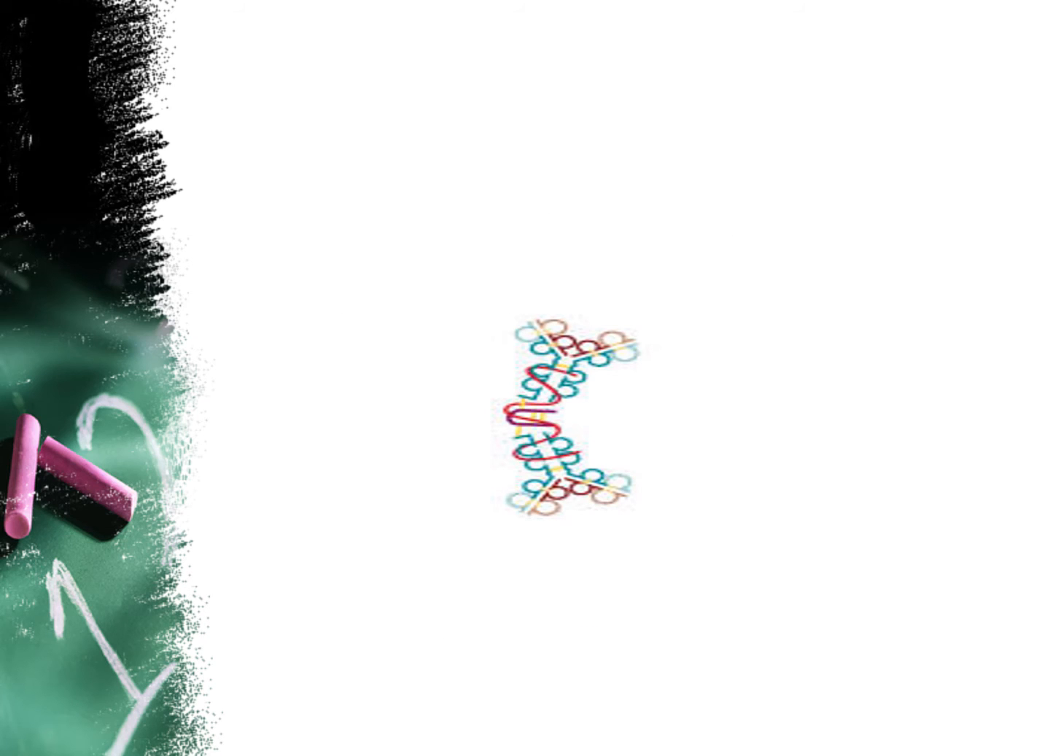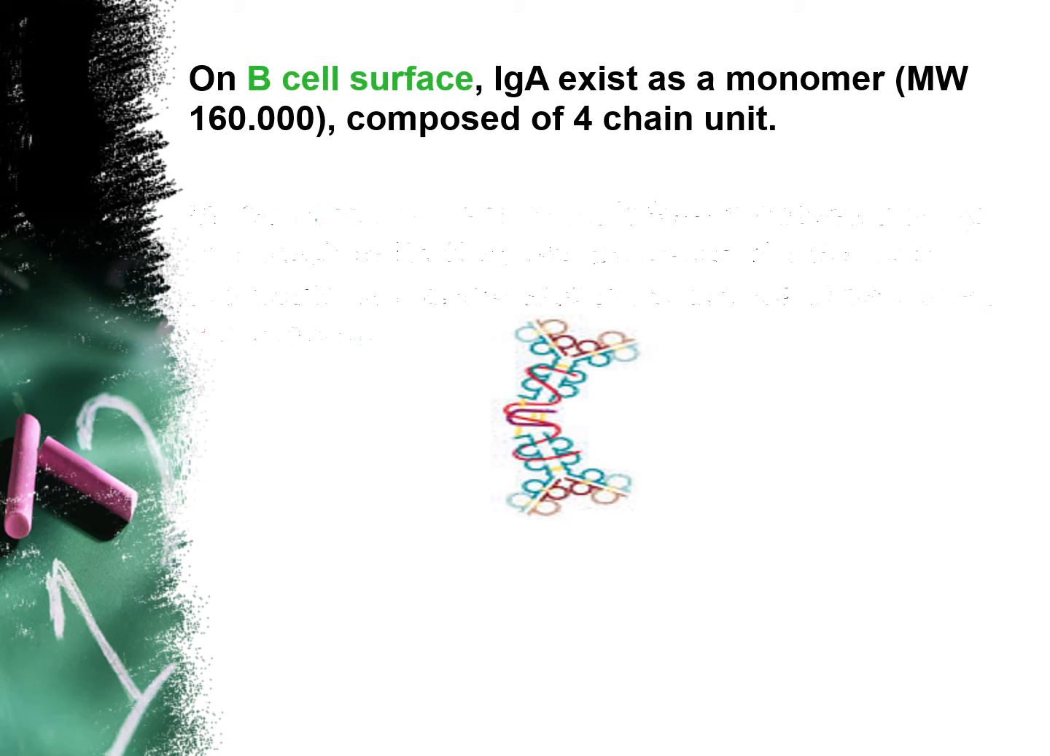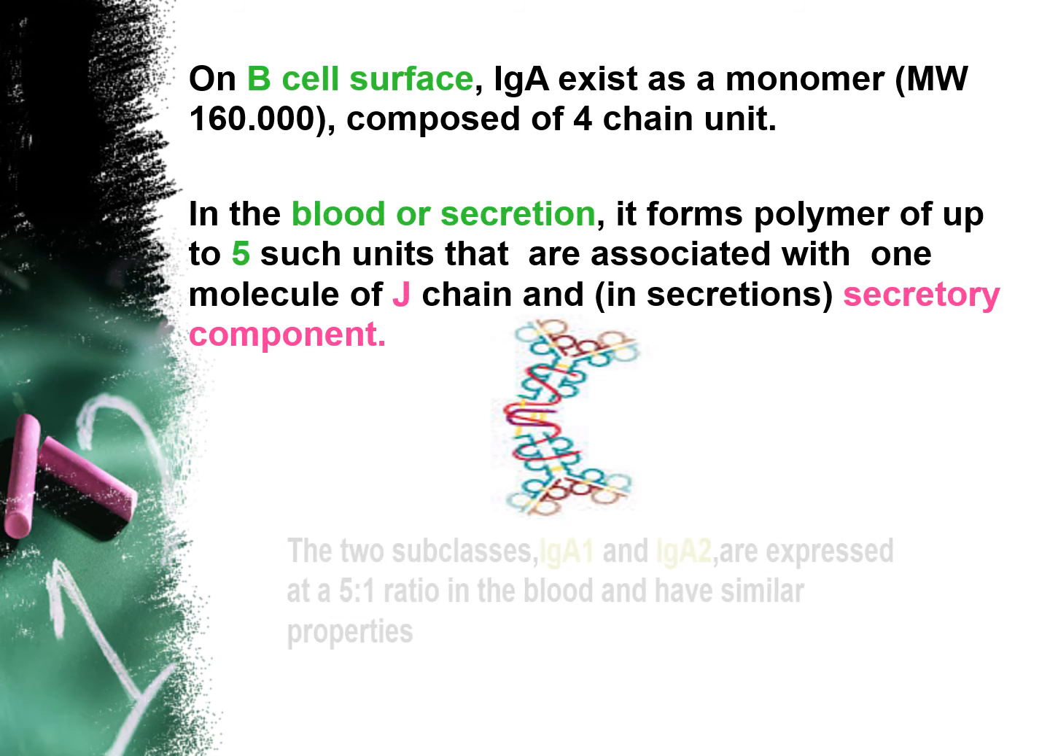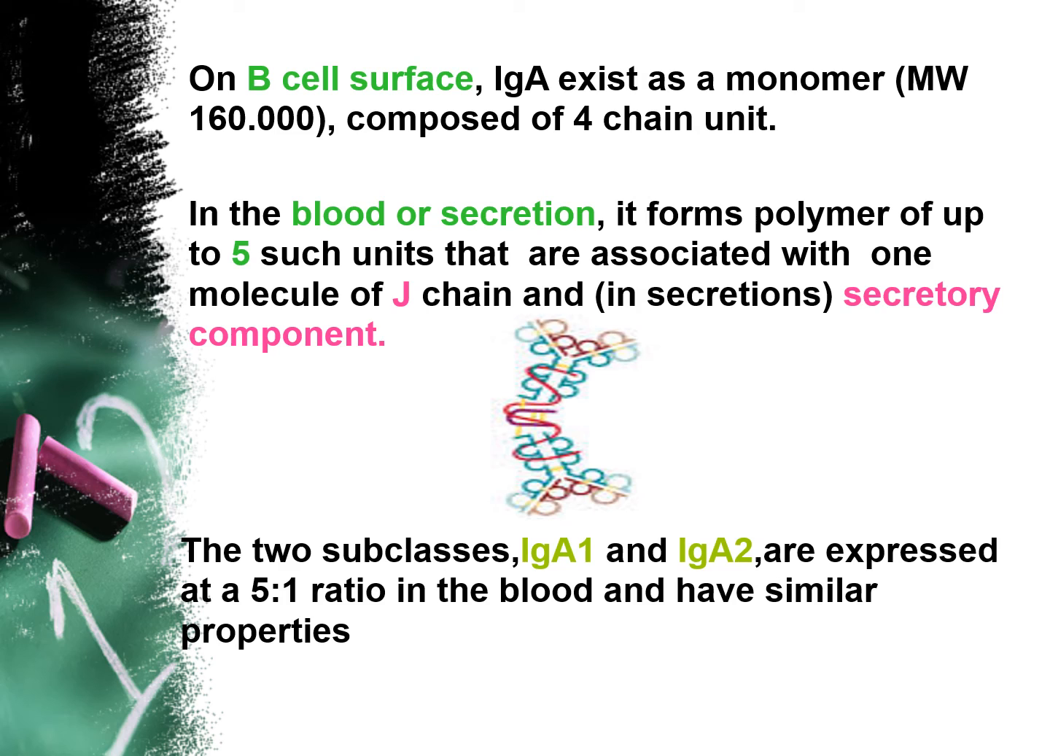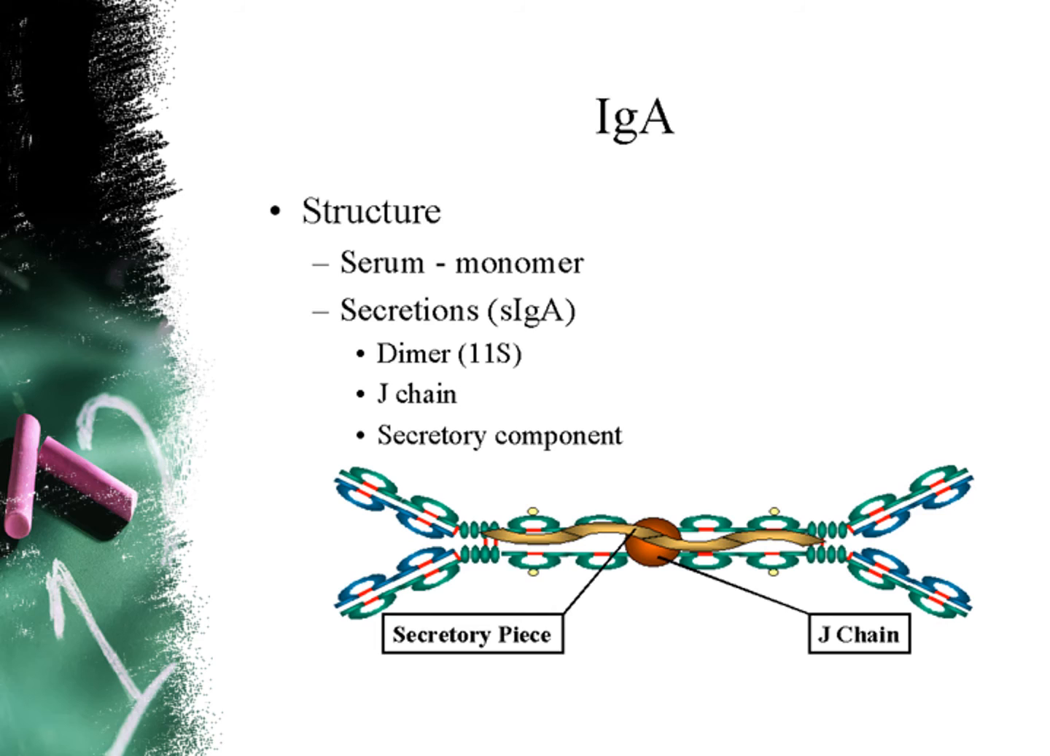On the B cell surface, immunoglobulin A exists as a monomer composed of 4 chain units, but in the blood or secretions, it forms polymers of up to 5 such units that are associated with 1 molecule of J chain and secretory component. The two classes, immunoglobulin A1 and A2, are expressed at a ratio of 5:1 in blood and have similar properties. This is the structure of immunoglobulin A.